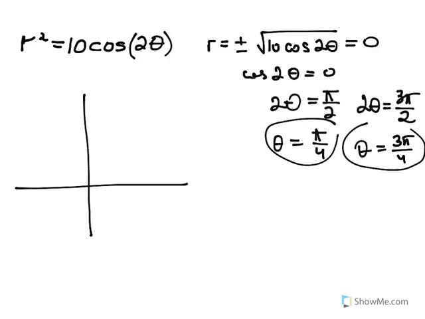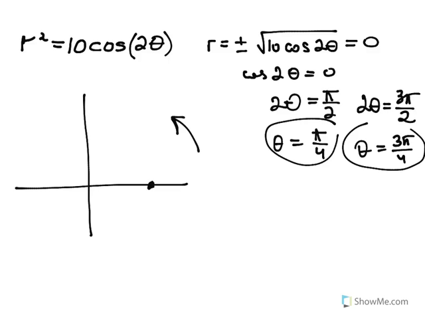So start at 0 degrees. Here you are, right here. When theta is 0, plug it in: cosine of 0 is 1, and 1 times 10 is 10. Take the square root, so you get the square root of 10. So you start somewhere here, and then we're going this way.